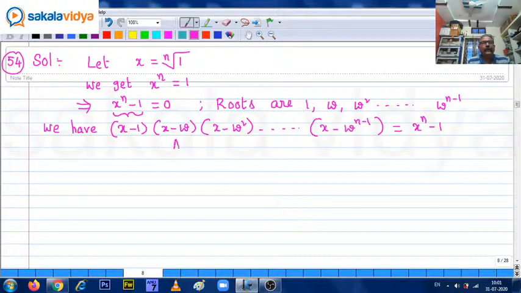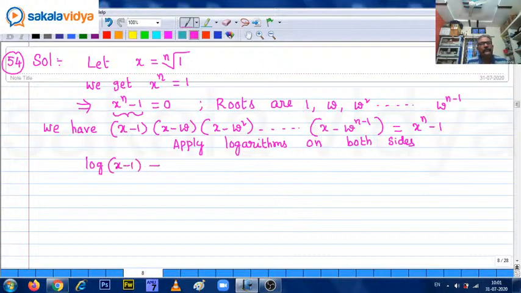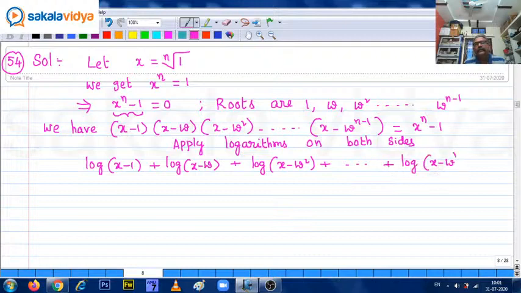Here one thing you do, apply logarithms on both sides, so the product can become a sum. We get log of x minus 1 to the base e, plus log of x minus omega plus log of x minus omega square plus so on, plus log of x minus omega to the power of n minus 1 equal to log of x to the power of n minus 1.